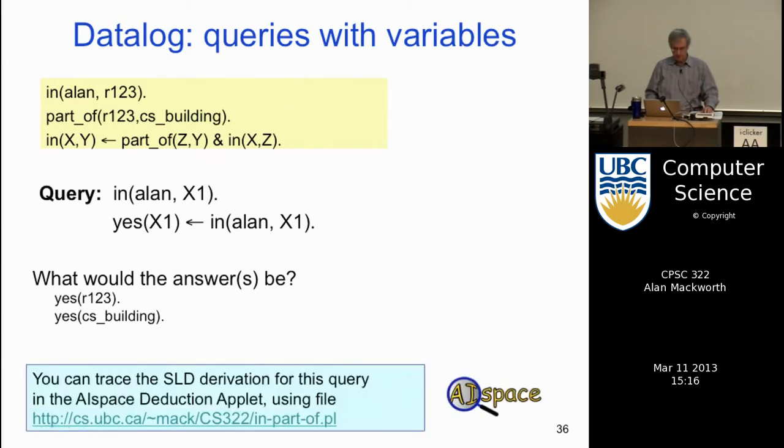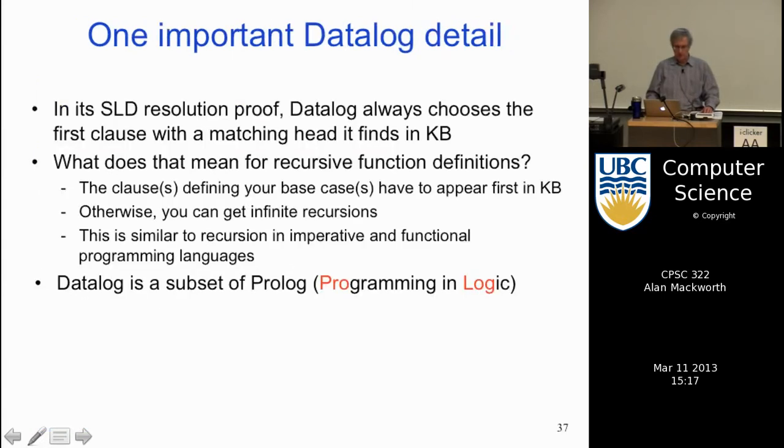Okay? And so you can use this query, using this database which I give you here, in the deduction applet to get a sense of how that works. And then the final thing I want to say about Datalog is what I already said, namely that in the SLD resolution proof, where SLD stands for selection linear definite, it always chooses the first clause with the matching head it finds in the knowledge base. So actually the ordering in the knowledge base is important in Prolog, which makes it a non-logical language.